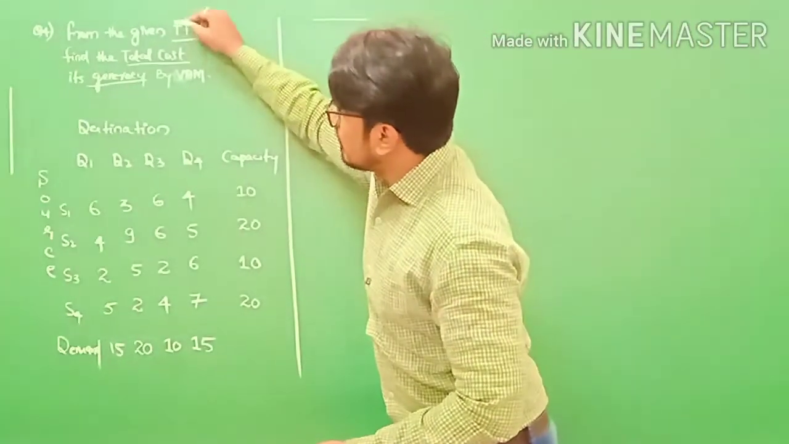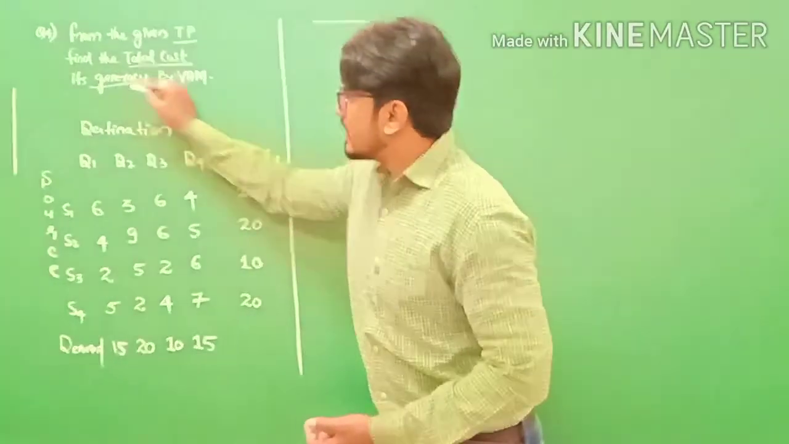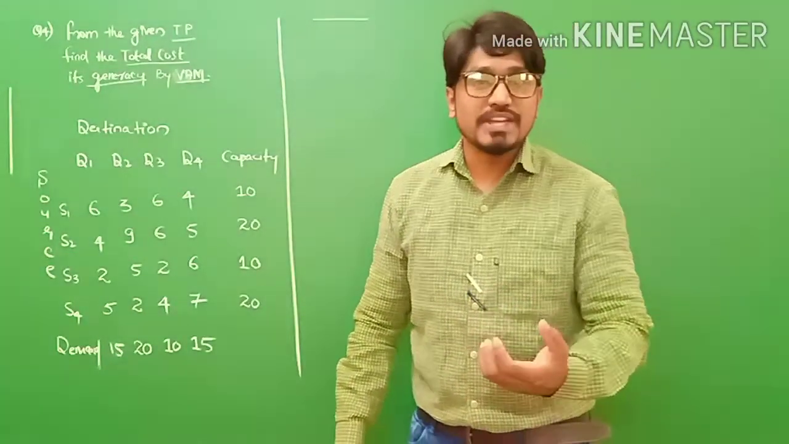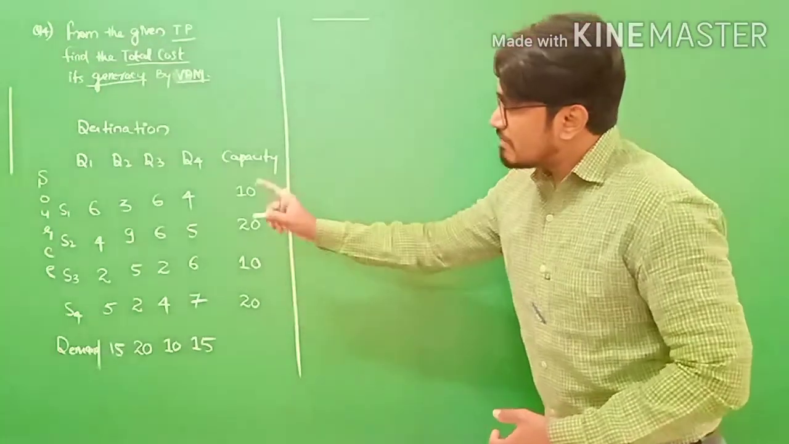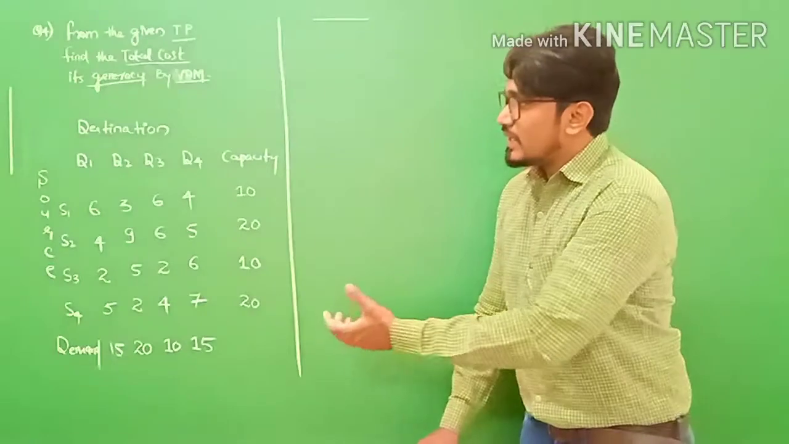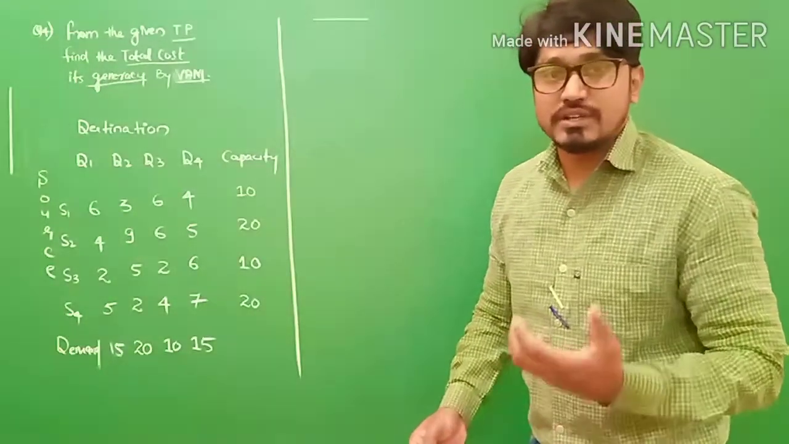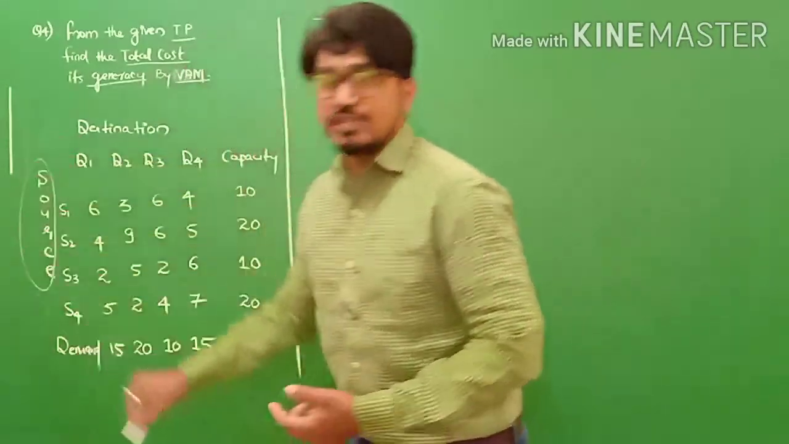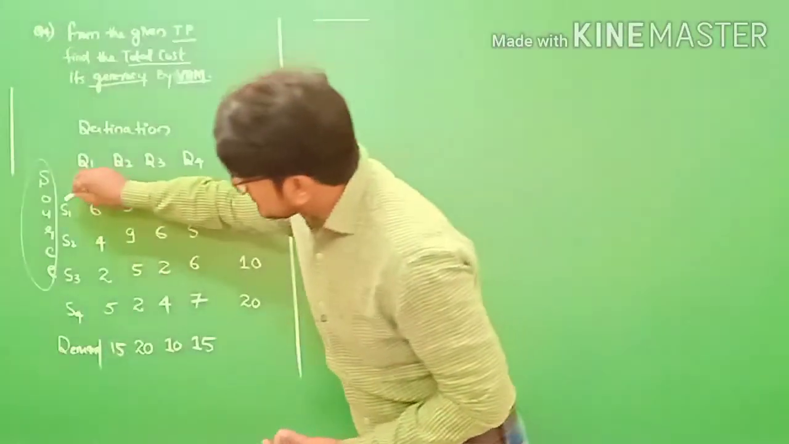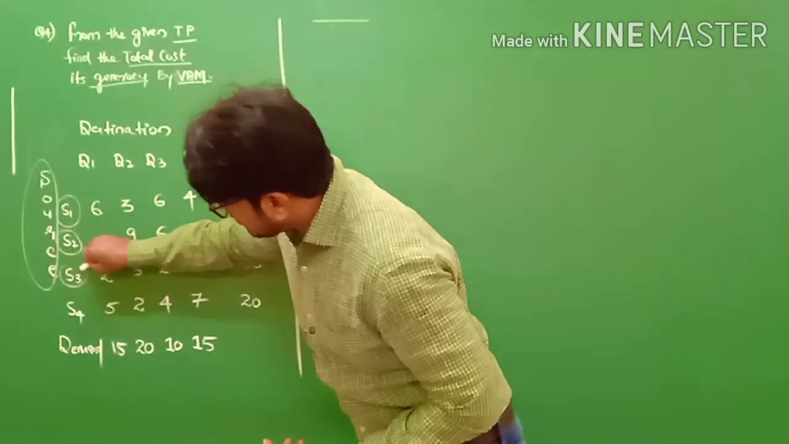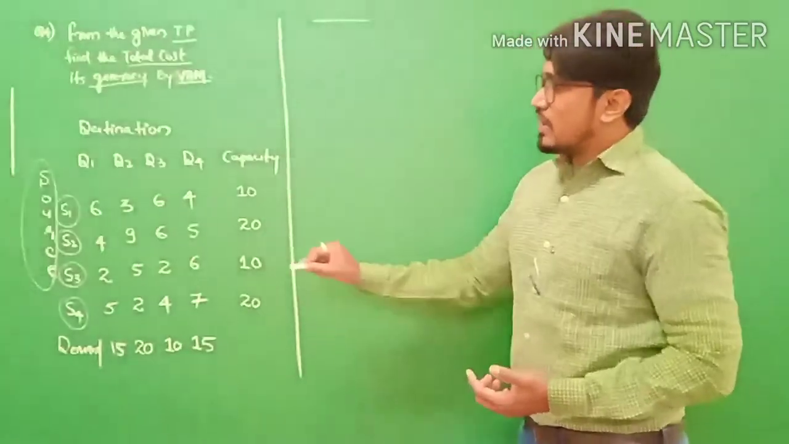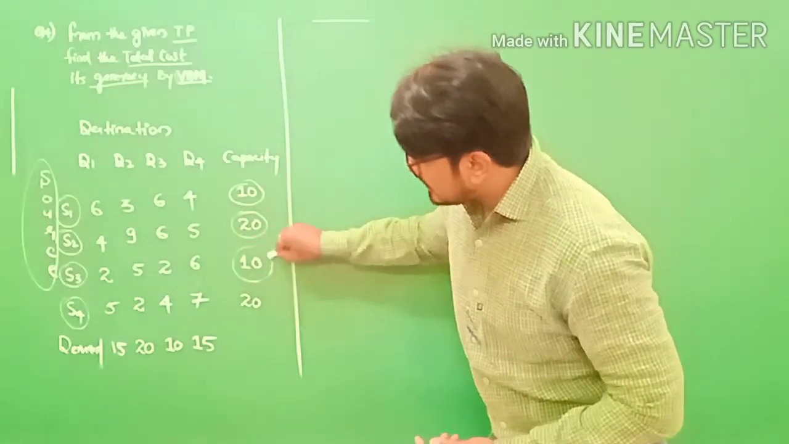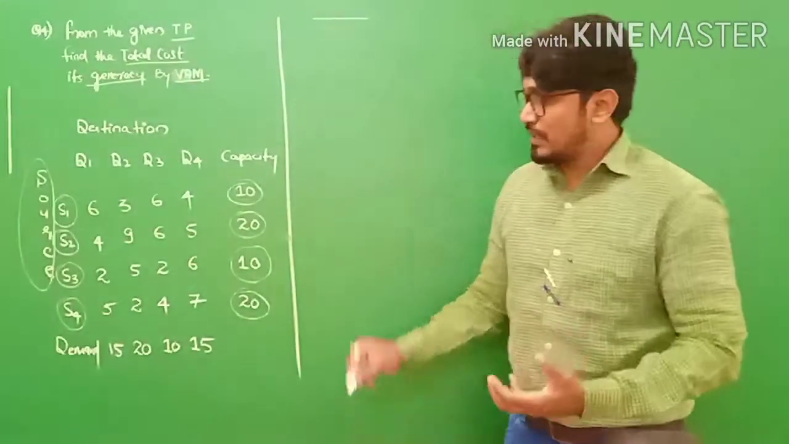From the given transportation problem, we will find out the total cost and its degeneracy by VAM, Vogel's Approximation Method. We have the same kind of matrix, but we have to solve it by Vogel's Approximation Method. On the vertical side we have the sources: source 1, S1, S2, S3 and S4. The available quantity in S1 is 10, in S2 is 20, in S3 is 10, and in S4 is 20. This is the available quantity to supply.